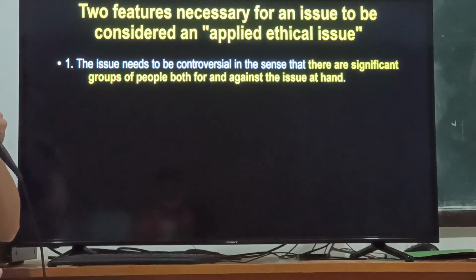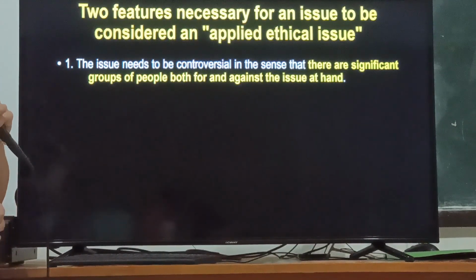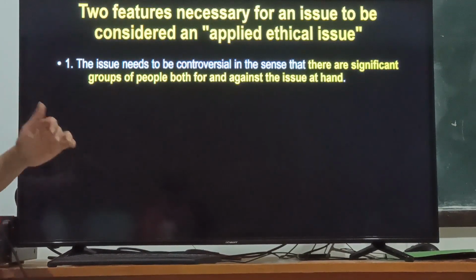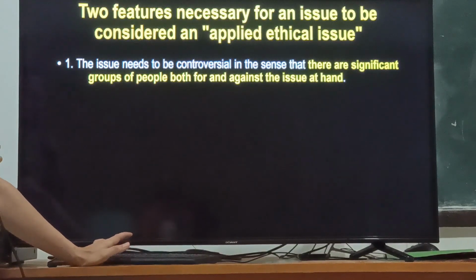Is it the responsibility of the government to financially help the poor? Or does helping the poor make them more dependent on the government and thereby making them poorer? So that's where ethical issues come in. There's got to be people both for and against the issue.